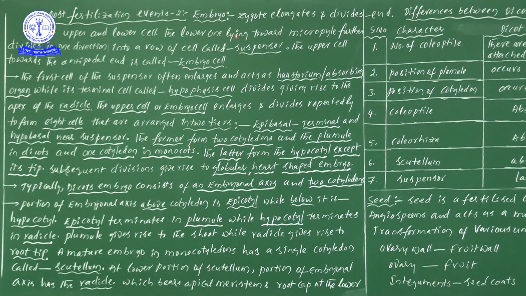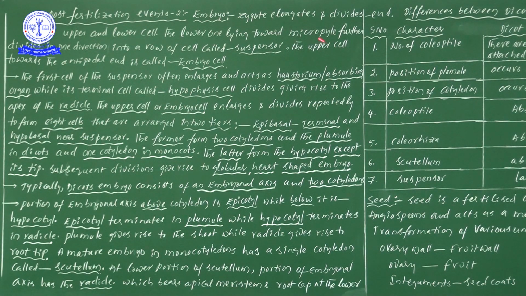That lower cell, lying towards the micropylar region, further divides in one direction into a row of cells called the suspensor. While using the term suspensor, try to remember the previous video, where I explained it diagrammatically. So the lower cell, present exactly towards the micropylar region, forms the suspensor. Next, the upper cell, which is situated towards the antipodal region, we take as the embryo cell.